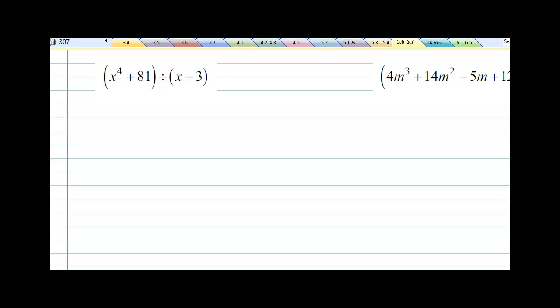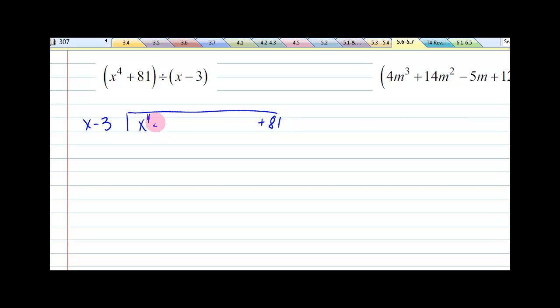This time I'm going to divide x to the 4th plus 81 by x minus 3. So my x minus 3 is going to go on the outside of the house. And on the inside of the house I have x to the 4th, but I'm missing quite a few terms before I get all the way down here to the 81.